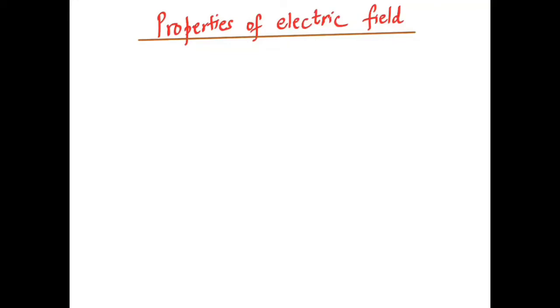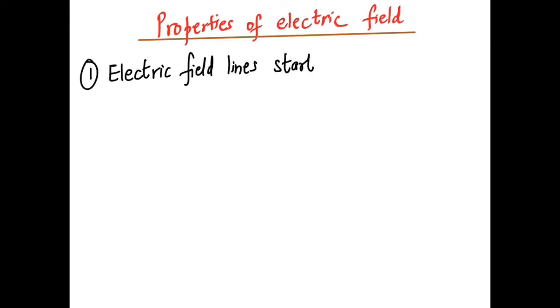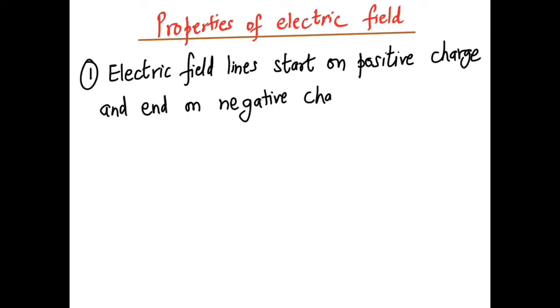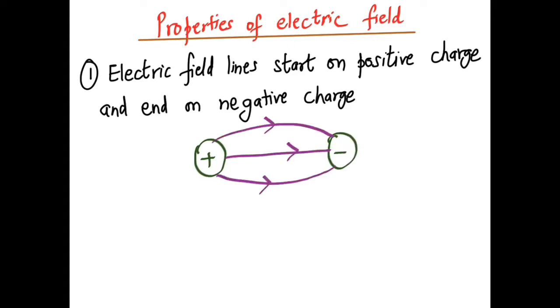Properties of electric field. So let's look at some of the properties of electric field. The first one, electric field lines start on the positive charge and end on the negative charge. So if we have a system of positive and negative charge, we can see how electric fields are starting from positive and ending into negative.